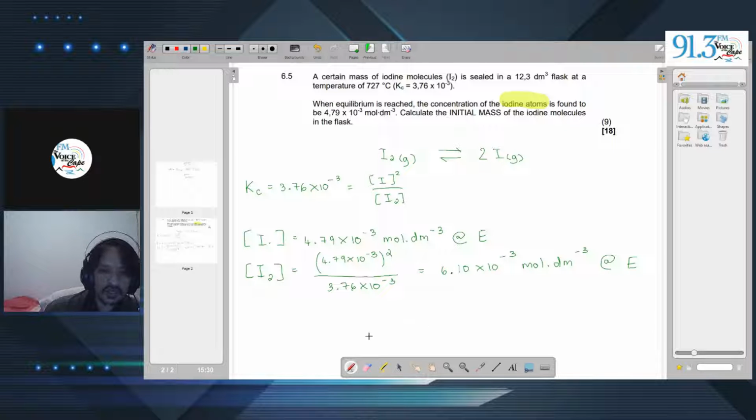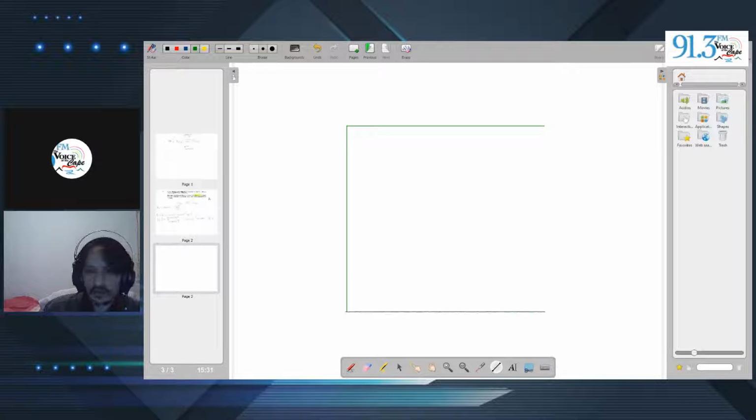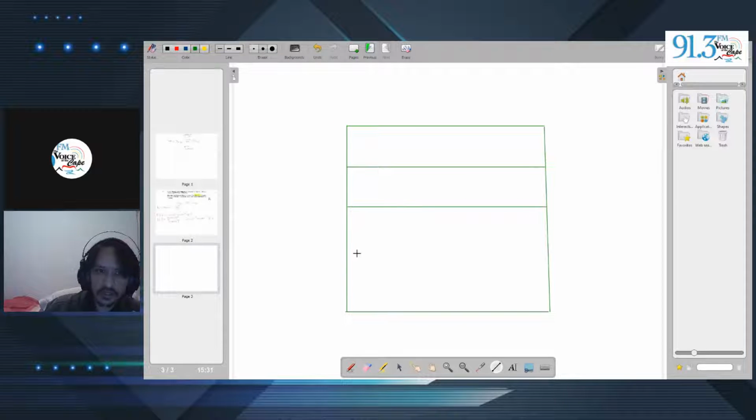So we go to our board, open a new page, and I'll just make a table. Here we go. And you know what table we're doing? That's right, the ICE table. Right, and this is going to be our reaction. This is our initial, our change and our equilibrium. Right. So here I'll just put in the reaction.